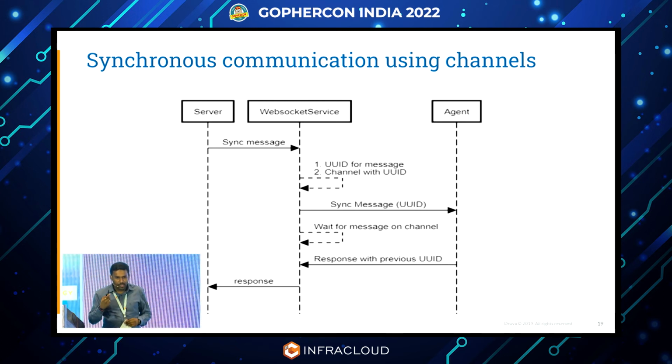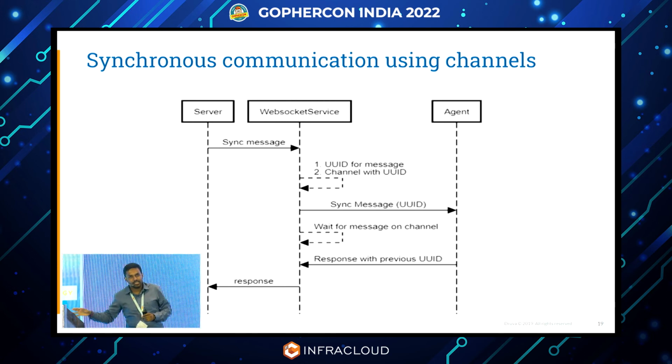In this, whenever any server service wants to communicate with the agent, and it wants to say that I want this communication to be a synchronous communication, so whenever a sync message is received, we generate a random UUID for that particular message. We create a channel with that UUID, and then we send that sync message to the agent. Once that message is written on the underlying WebSocket connection, the request through which we received from the server service to the WebSocket service, that request keeps waiting on that channel. Okay, now the request is stuck.